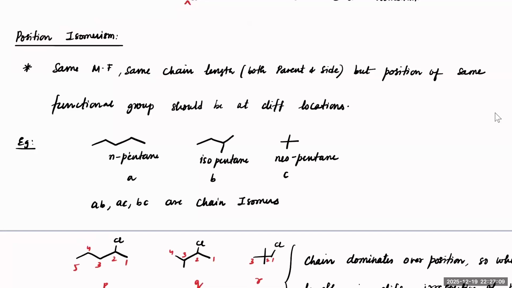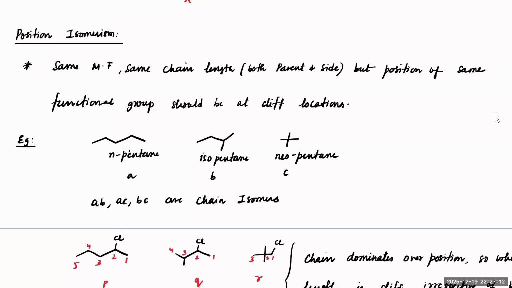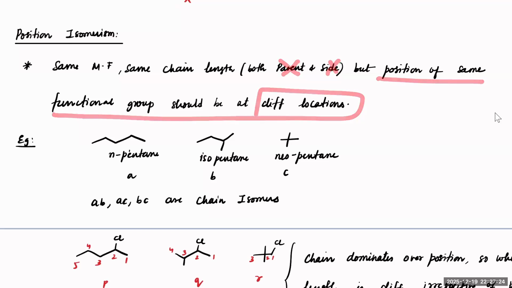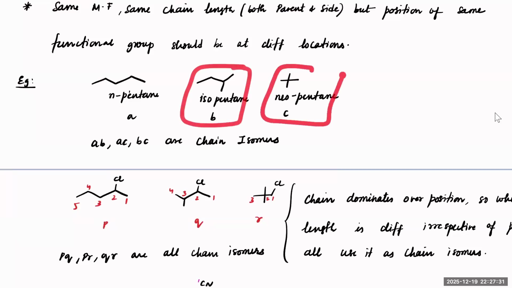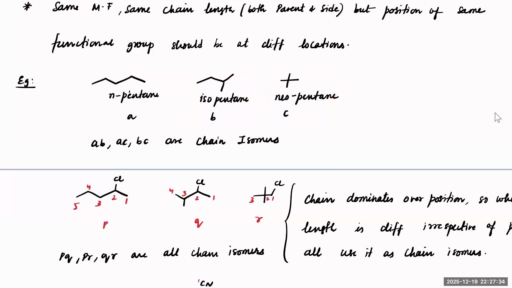Positional or position isomerism is having the same molecular formula. You have the same chain length, both parent and side chain, but the position of the same functional group should be at different locations. Like here, this is N-pentane, this is isopentane, and this is neopentane. And see, A, B, and C. These three are chain isomers.